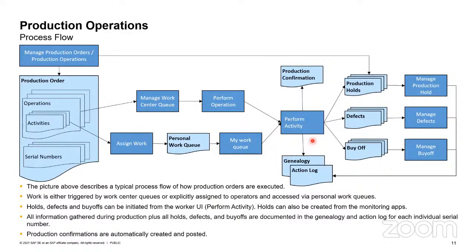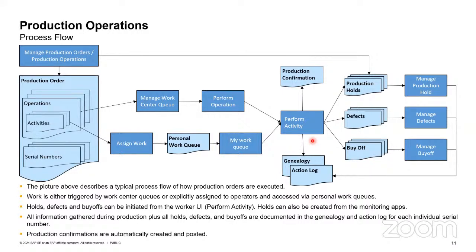So in engineering activities, we have seen the different steps to create master data, and now everything is ready. The order is also in release state. So production operation starts once the order is released. So now the operator can log in, and then he will be able to see all the production orders or activities assigned to the particular work center. He will be able to see that in the manage work center queue app.